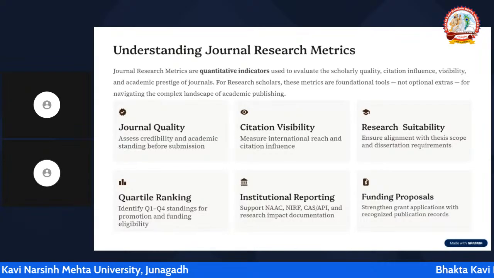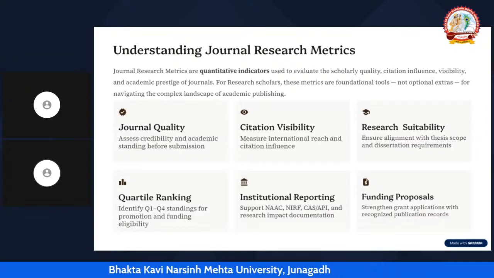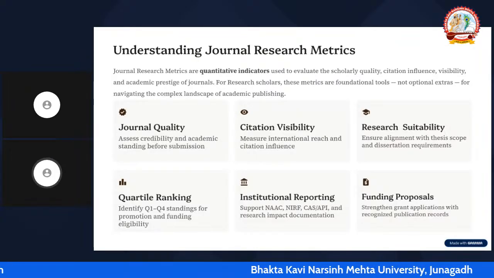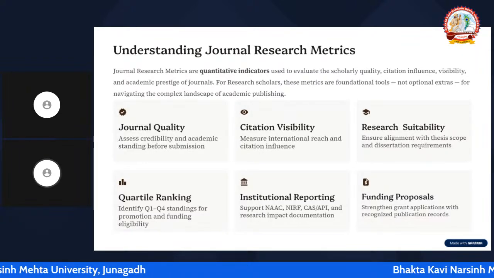Quartile ranking: Q1, Q2, Q3, Q4. These are the quartile rankings. So you can identify the quartiles Q1, Q2, Q3, Q4. The top 25 percent of journals reside in Q1. Next, Q2 and Q3 journals are almost at the next level, and Q4 is for beginners. These are the quartile rankings.